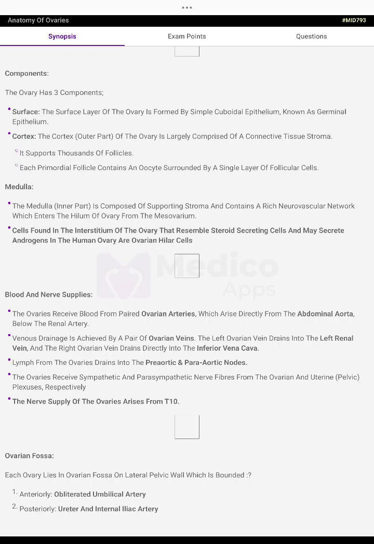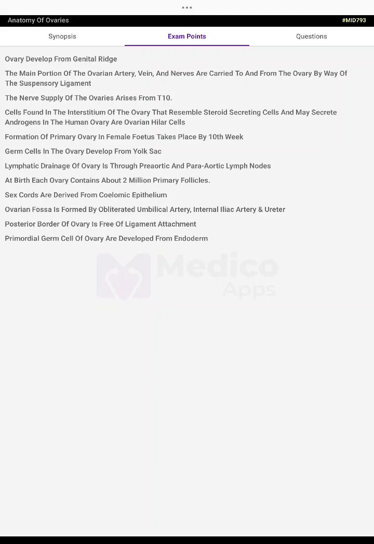The ovaries receive sympathetic and parasympathetic nerve fibers from the ovarian and the uterine pelvic plexus respectively. The nerve supply of the ovaries arises from T10. Ovarian fossa: each ovary lies in the ovarian fossa on the lateral pelvic wall, which is bounded anteriorly by the obliterated umbilical artery, and posteriorly by the ureter and the internal iliac artery.